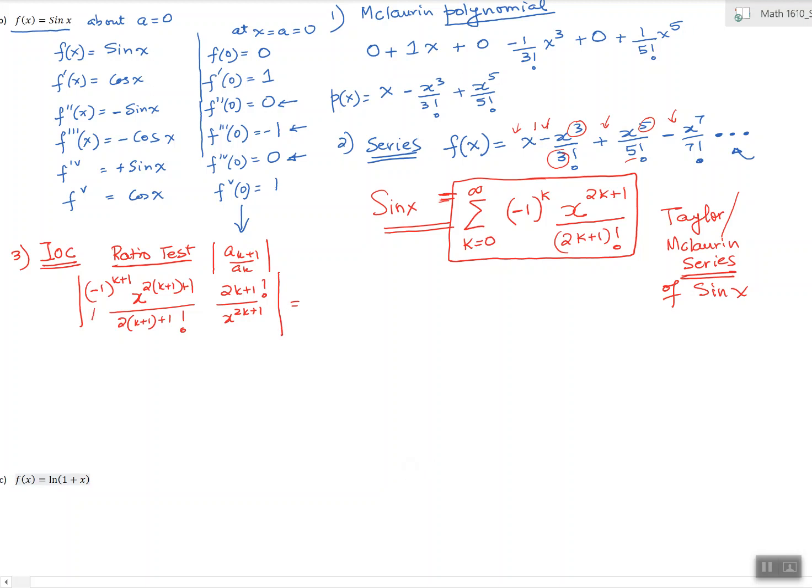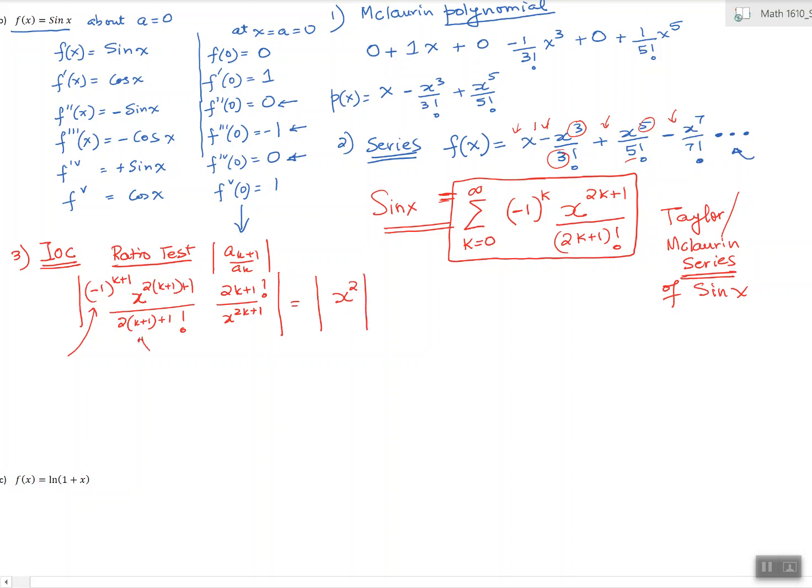Now this is going to go away because I have an absolute value, and then here I have 2k plus 2 plus 1, so that is 2k plus 3, and here I have 2k plus 1, so I'll be left with x squared.